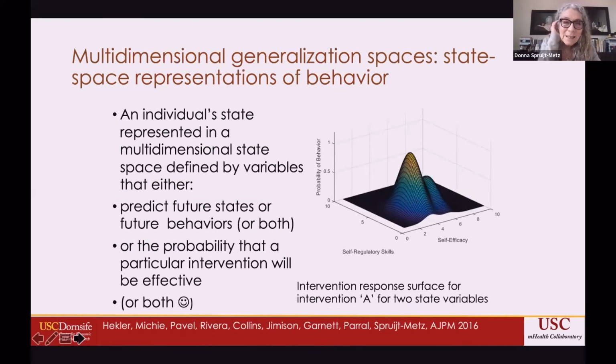So we want to get to these multidimensional generalization spaces, or state spaces, representations of behavior, where the probability of behavior, let's say eating in the absence of hunger, is high or low depending on, say, self-regulatory skills. This might be self-efficacy: I know I can stay away from chocolate. It might be environment. What you think about is that the actual probability of behavior changes dynamically depending on all of these, but there's not a magic point for them.